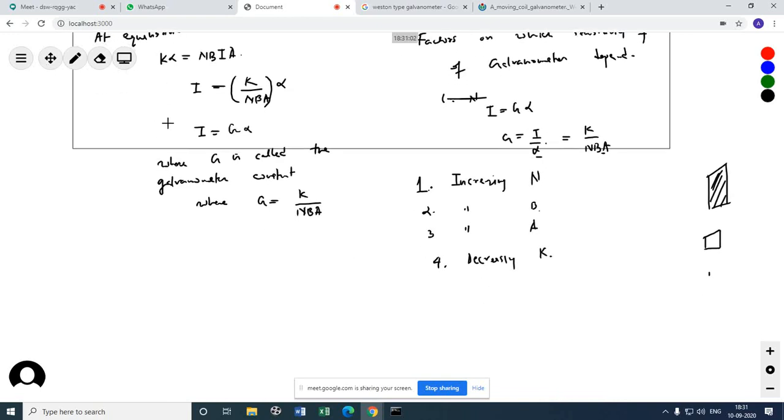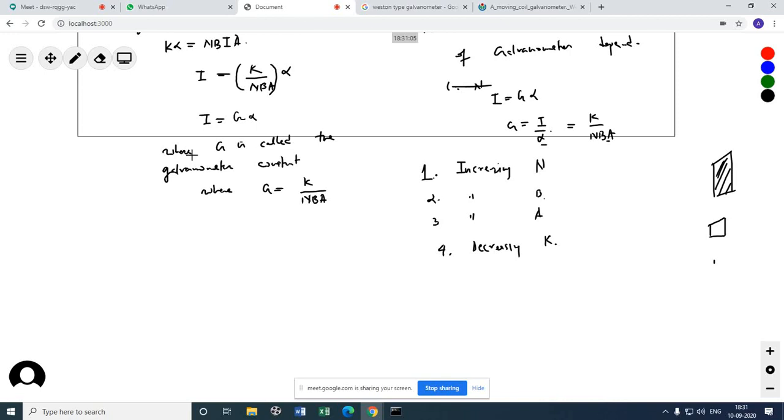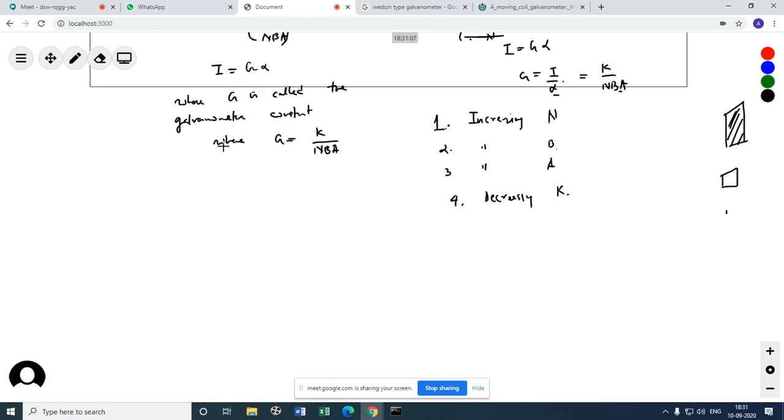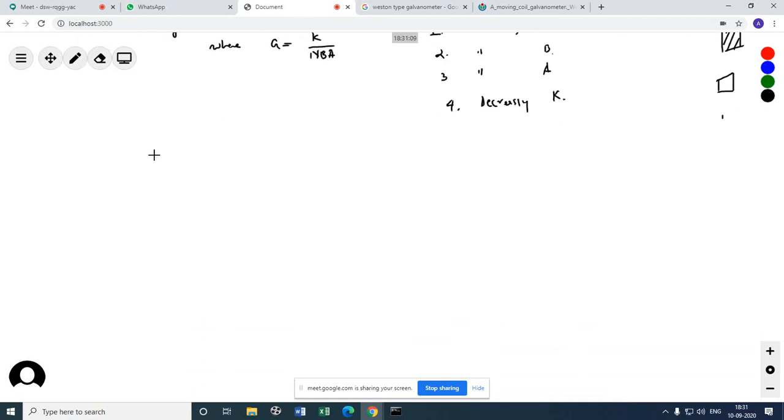Understand? So let us come to something called figure of merit. Now figure of merit comes from this G, which is also known as figure of merit. What is figure of merit?